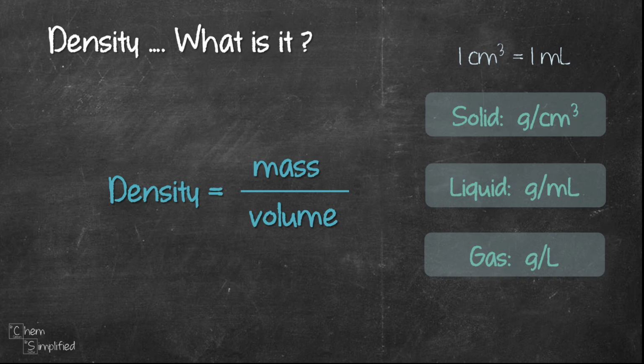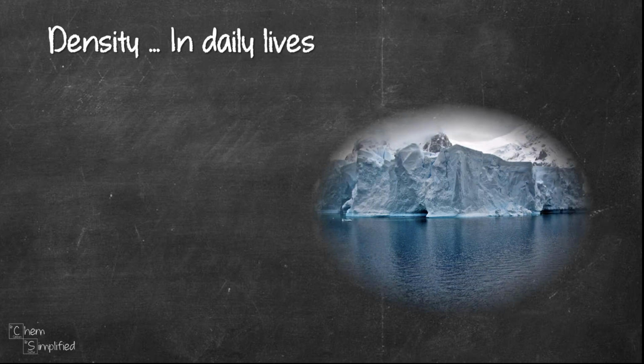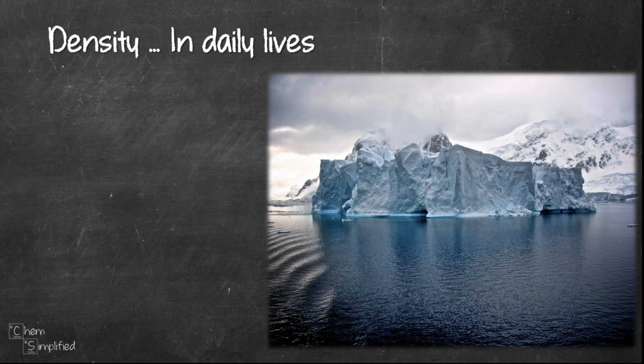Okay, so now that we know the formula, let's talk about density. What are some of the examples of density that are being applied in our daily lives? Well, the first that I can think of is iceberg. We see frozen fresh water floating in seawater. Now, the frozen fresh water has lower density than seawater, and that's why it floats.